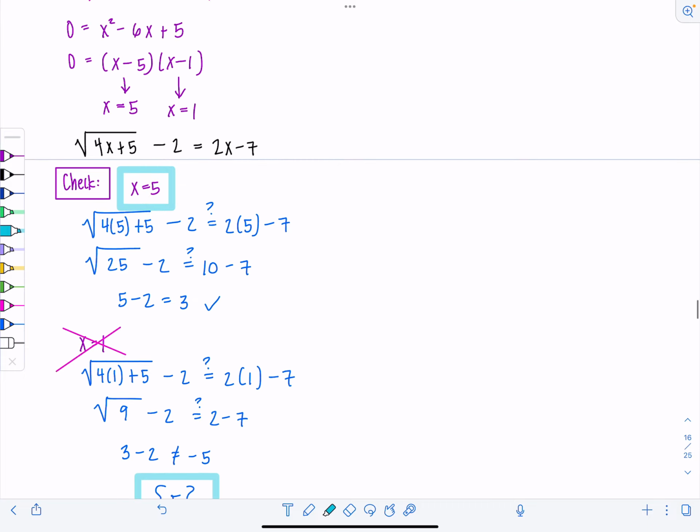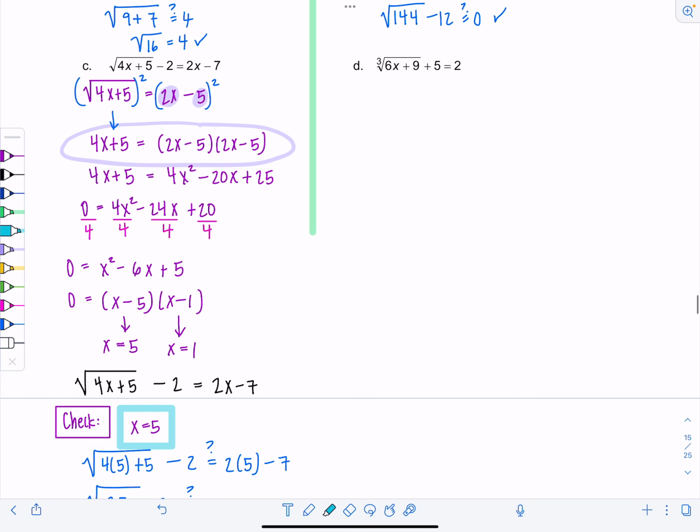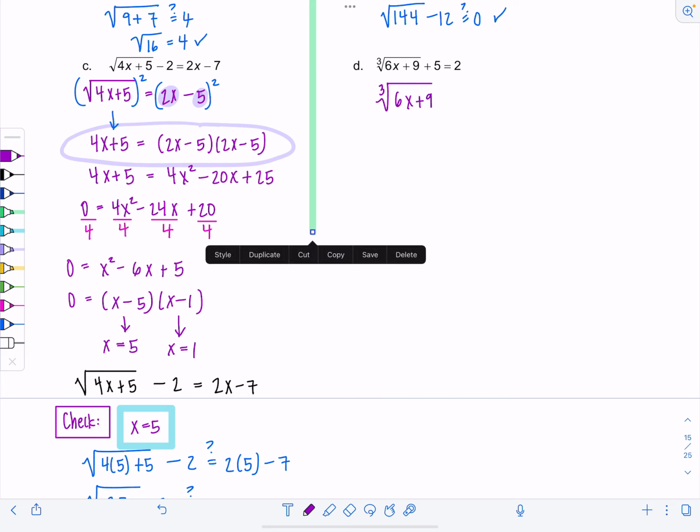All right, moving on to example D. Cube root of 6x plus 9, plus 5, equals 2. Ooh, we haven't done a cube root yet. How exciting. So again, isolate the radical. So I'm going to subtract 5 from both sides. Cube root of 6x plus 9 is equal to negative 3.